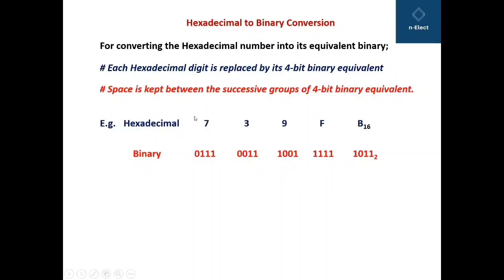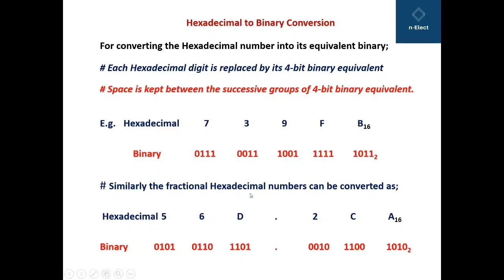If we want to convert this number into binary number, for each hexadecimal digit we will have to write 4-bit binary. So for 7, it is actually 111, but since a hexadecimal digit is represented in 4-bit binary, we will add 0 on the left hand side and write 0111. Similarly for 3, 0011. For 9, it is already 4-bit, 1001. For F, 1111, and for B, 1011 binary. So this entire number with base 2 is the equivalent of this hexadecimal number.